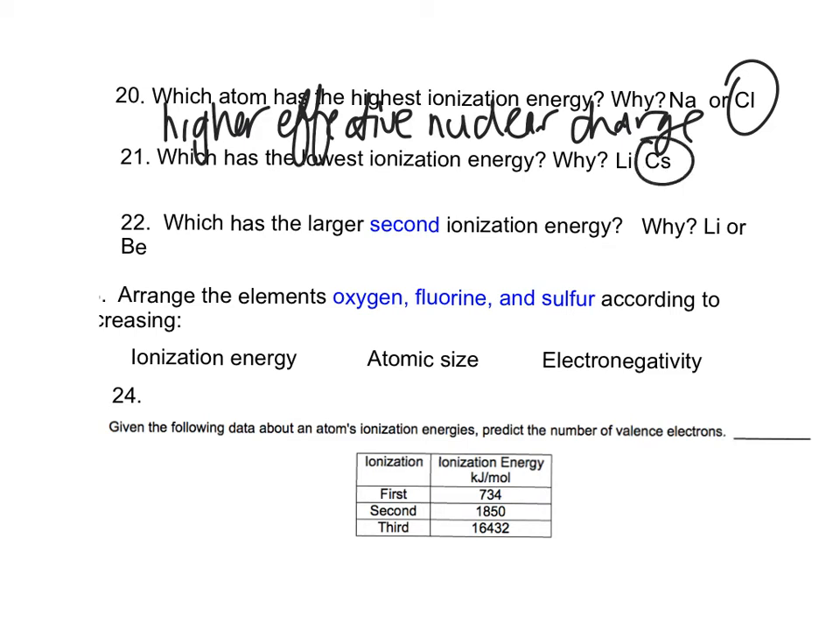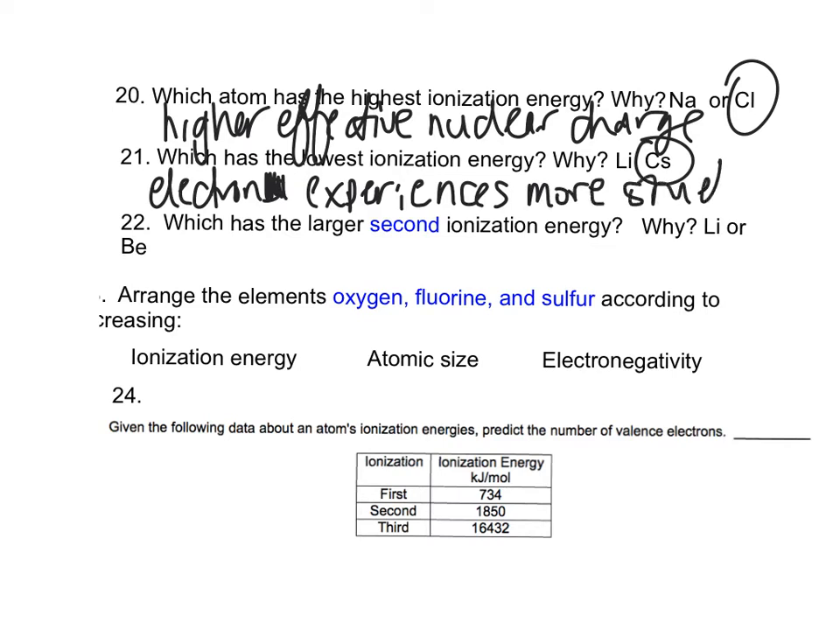Okay, as you go down the table, cesium is going to have a lower one. Why? Because the electron experiences more shielding. So remember, shielding up and down, effective nuclear charge going across. Which has the larger second ionization energy, lithium or beryllium?